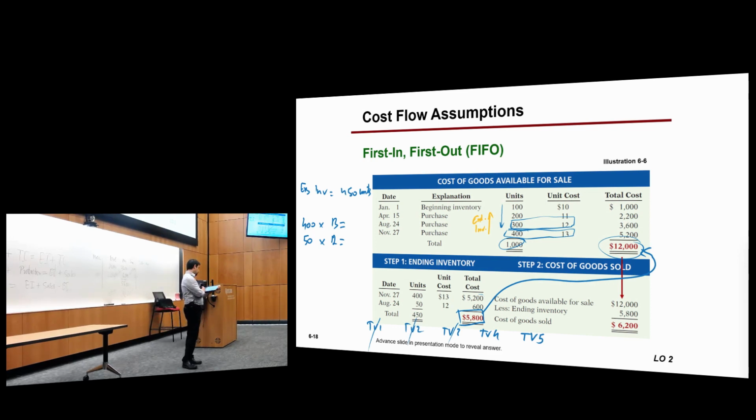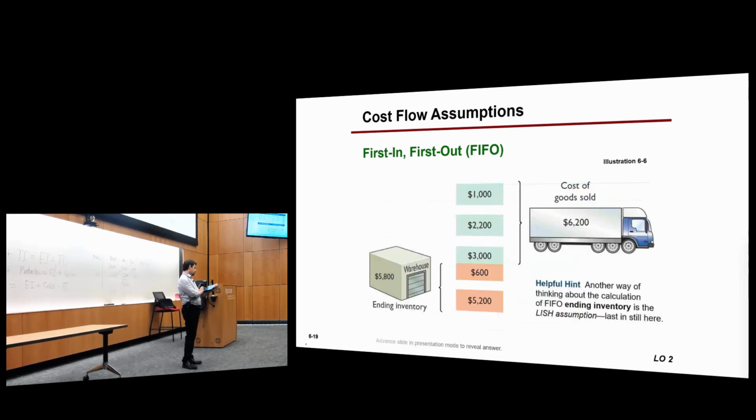Okay? This is the idea here. This is the first batch. It was for $13 each. This one, the second batch, was for $12 each, etc. We took only 50 out of that. We did not take the whole thing. Those parts, the remaining ones, are the cost of goods sold. Any questions about that?